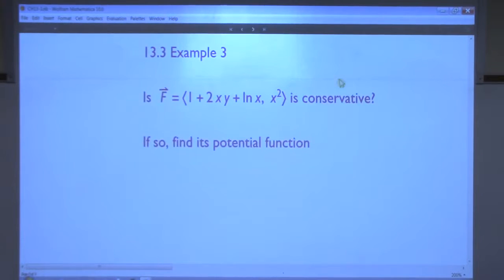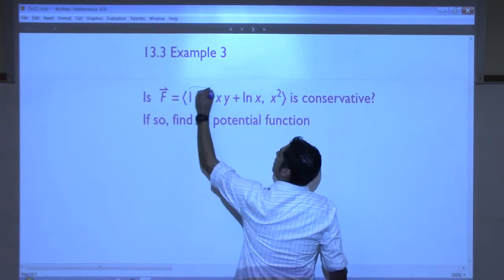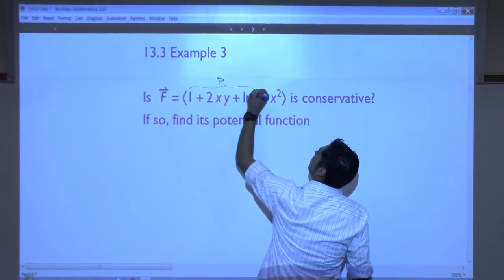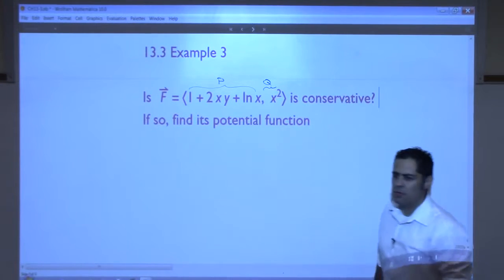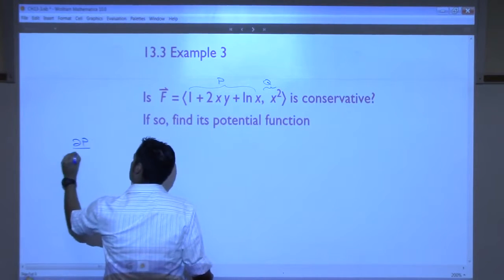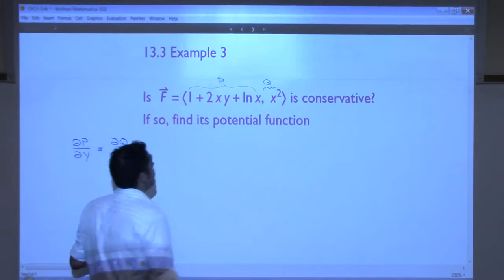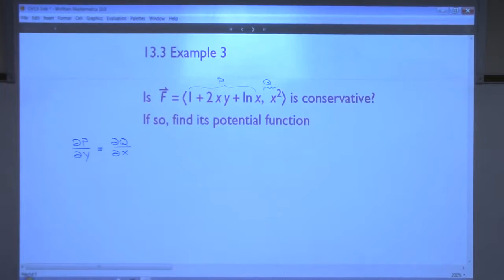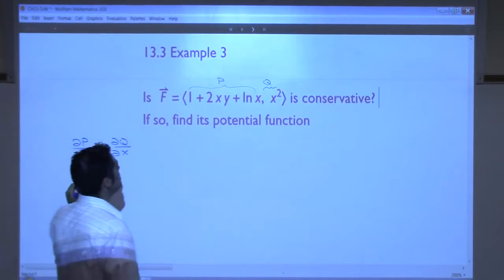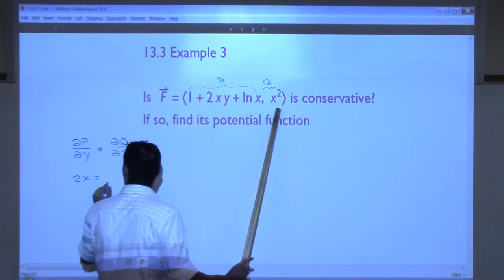So let's do it. First question, is this a conservative vector field? This is a different example, isn't it? So call this one P, call this one Q, and do your quick check. I'm going to check my partial P with respect to Y, and compare that to partial Q with respect to X. What is my partial of P with respect to Y? 2x. That's it? This isn't the same one, is it? No, okay. And then the other one, partial of Q with respect to X, 2x.